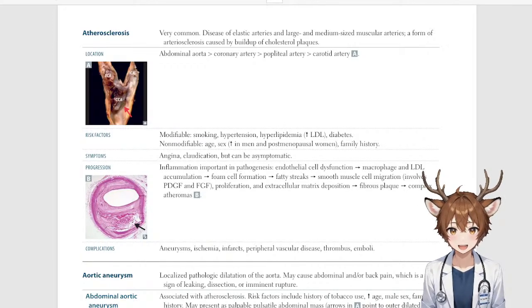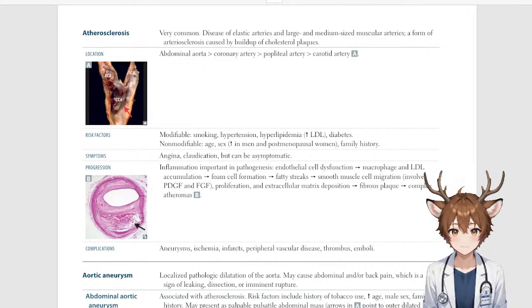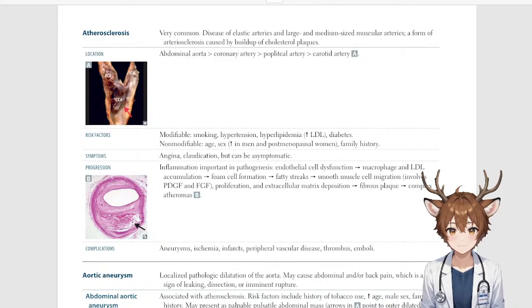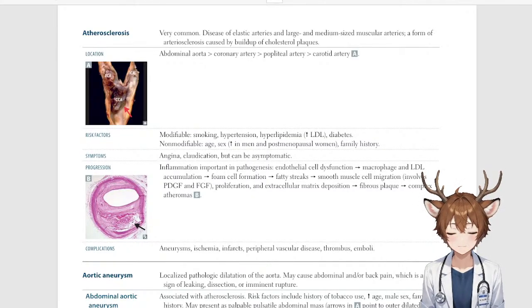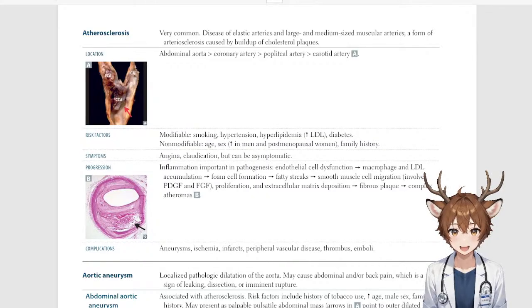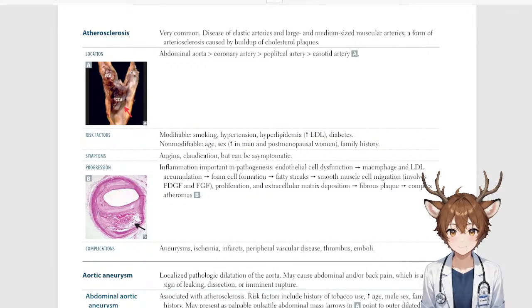This leads to calcification. Calcium content correlates with risk of complications. So what are the complications? Ischemia, infarction, aneurysm formation, peripheral vascular disease, thrombosis, embolism, renovascular hypertension, coarctation of the aorta, and subclavian steal syndrome.